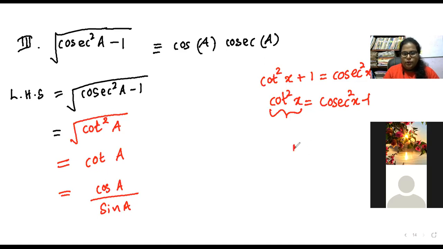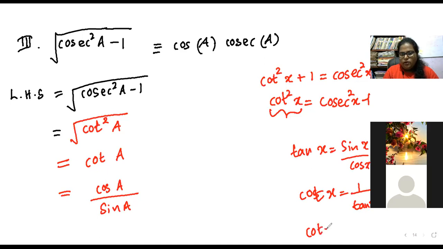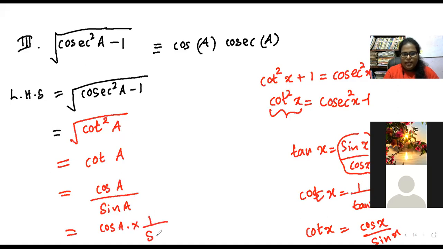And cot A means cos A divided by sin A, right? Tan x is equal to sin x over cos x, and cot x is the reciprocal ratio of tan, that is 1 over tan x. So we can write cot x as cos x divided by sin x. That's why I am writing cos A divided by sin A. So we can write this as cos A into 1 over sin A. This is the same thing.